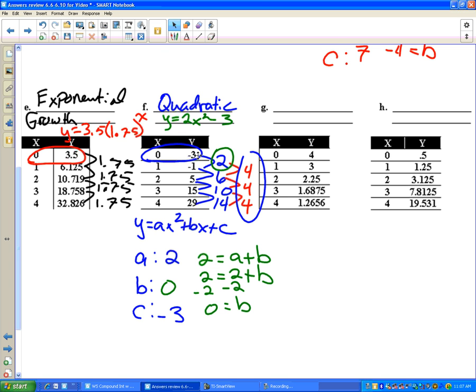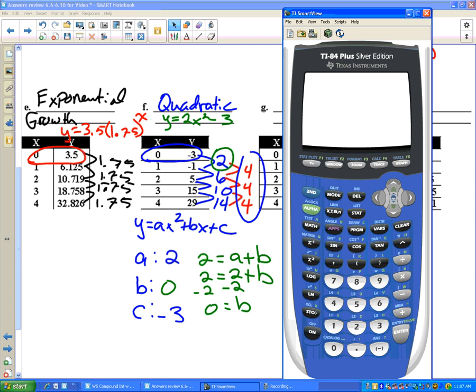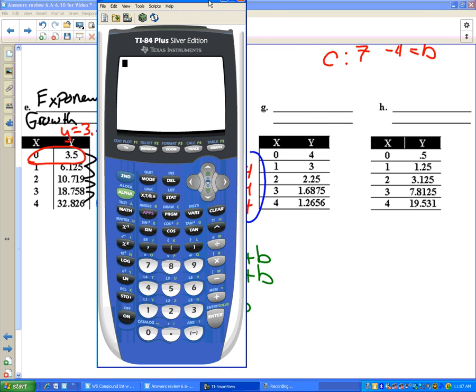Let's do the last two, g and h. Again, I want to start by checking my successive quotients to see if this is exponential. So I'm going to take 3 and divide by 4. I get 0.75. Take 2.25 and divide by 3. And I get 0.74, which is almost 0.75.